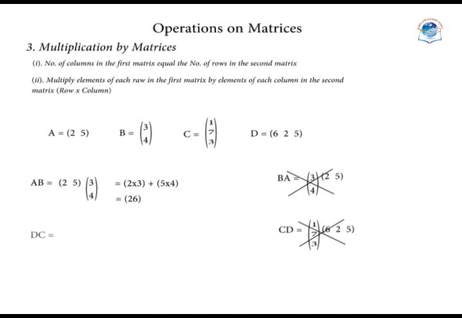We go D times C. D has 3 columns and C has 3 rows. That satisfies the first requirement. And then we multiply row times column. So we have 6 times 1 plus 2 times 7 plus 5 times 3. That gives us 35.